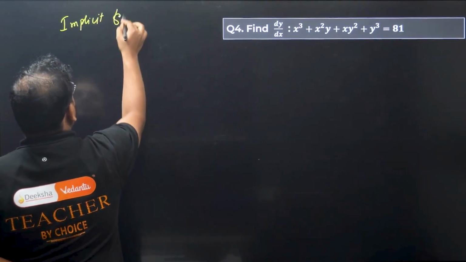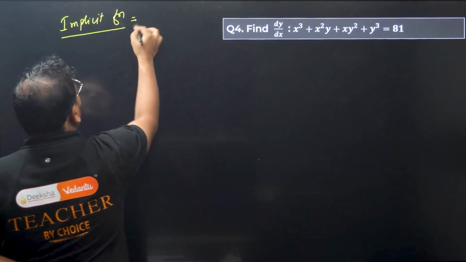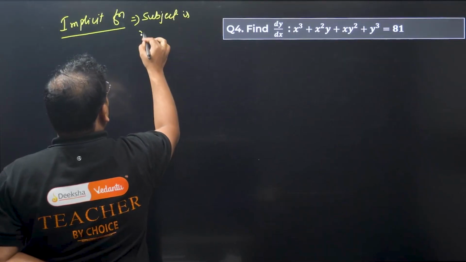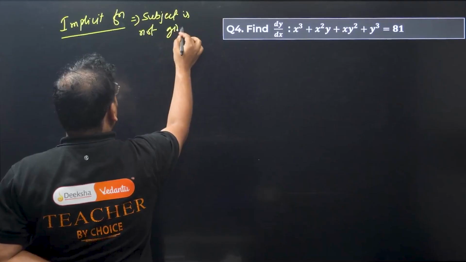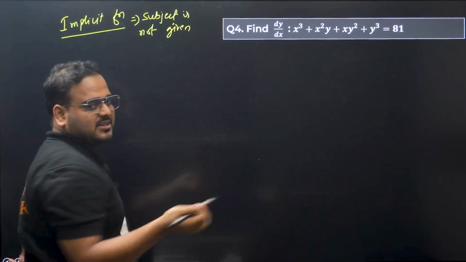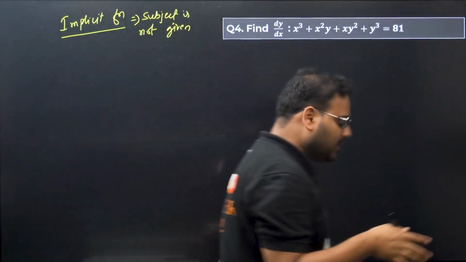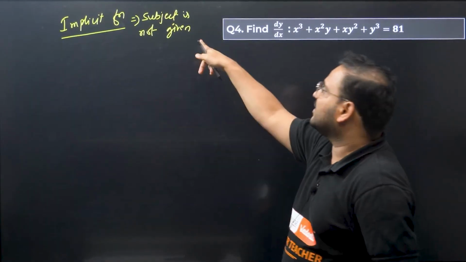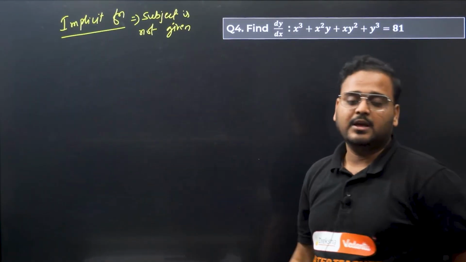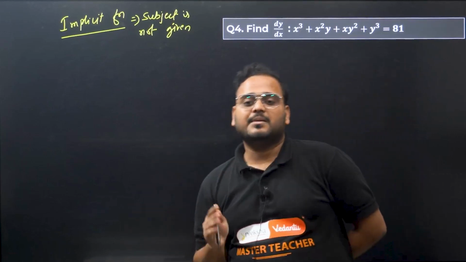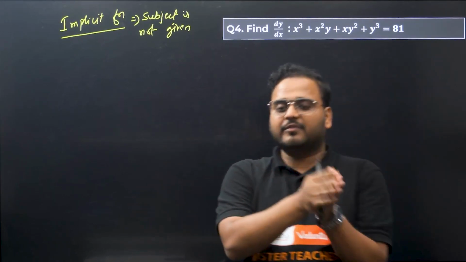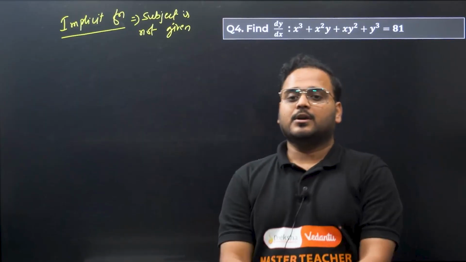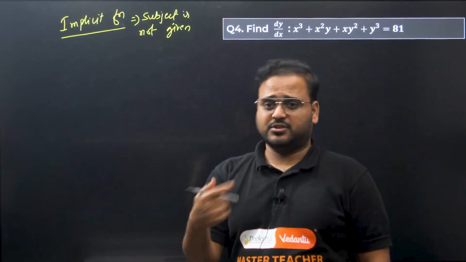Implicit function. What it means is that the subject is not given. For any given equation or function, there is usually a variable, like y equal to this or x equal to this, but that is not given in this case. Then that kind of function is simply called an implicit function. It means you cannot write one of the variables as the subject, or tell which is the dependent and which is the independent variable. How do you solve that?